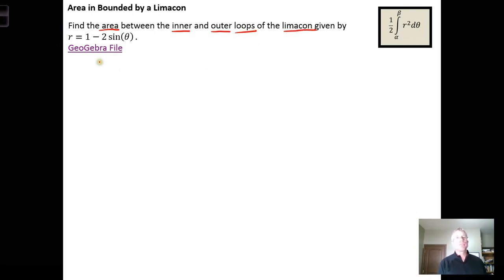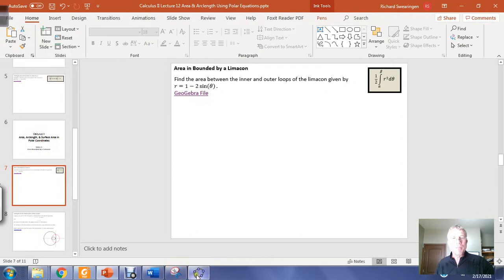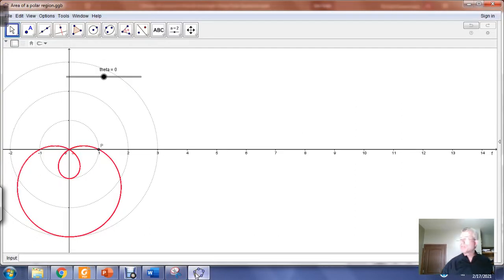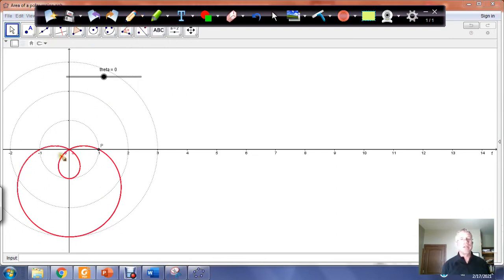So what we'll do is take a look at the GeoGebra graph of this limaçon so that we can see what we're being asked to find. I think graphing is an important part of being able to visualize things. So when you look at the limaçon, if we're talking about area, there are different areas you could be asked to find here. You could be asked to find the area bounded by this inner loop on the limaçon. This is a single curve. So we could be asked to find that area bounded by that inner loop.